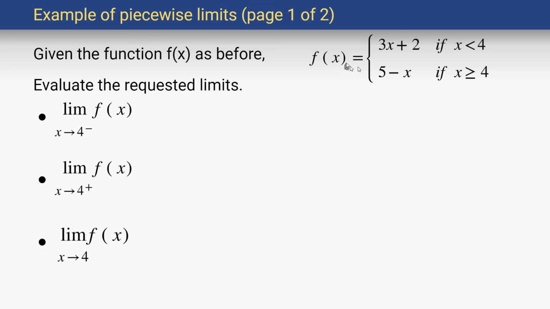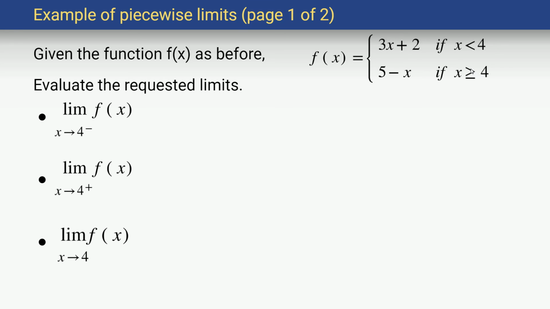So we're looking at that same function, f of x equals 3x plus 2 if x is less than 4, and f of x is 5 minus x if x is greater than or equal to 4. And we want 3 different limits. The left-hand limit, right? Remember the minus is left-hand. The limit as x approaches 4 from the right of f of x. The plus is right-hand limit. And the limit as x approaches 4, no plus or minus, that's the two-sided limit. So we have the one-sided limit from the left, the one-sided limit from the right, and the two-sided limit all at 4, which is the switchover point here.